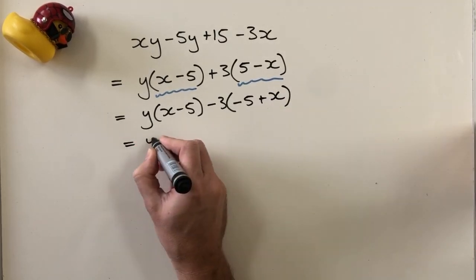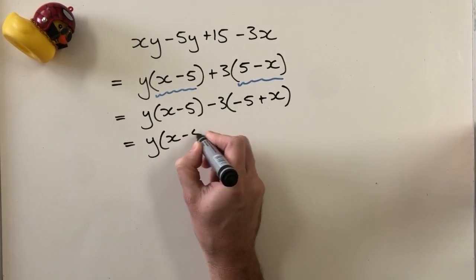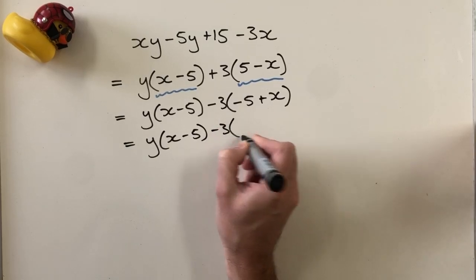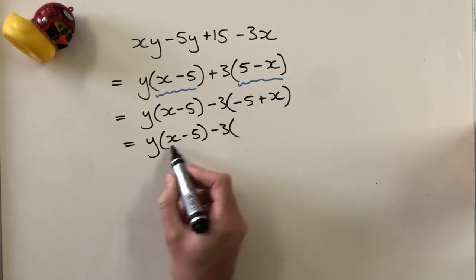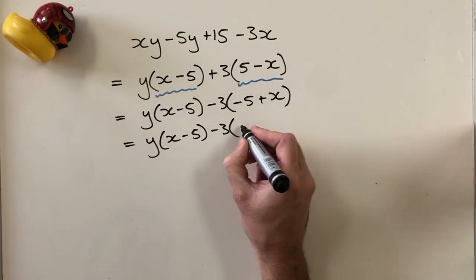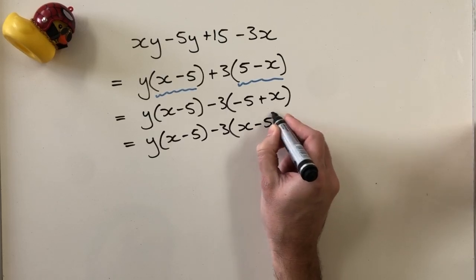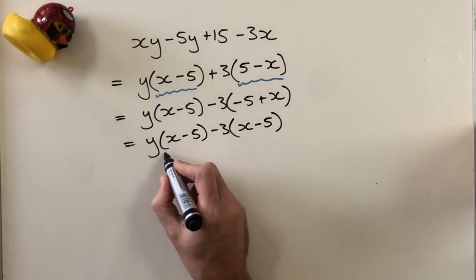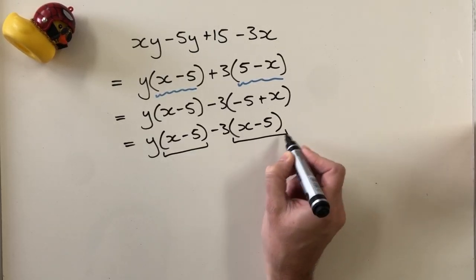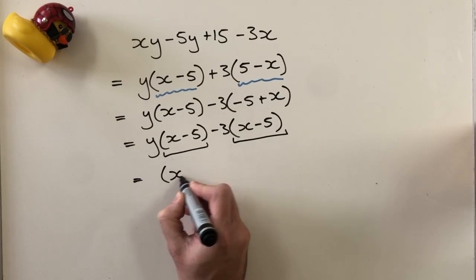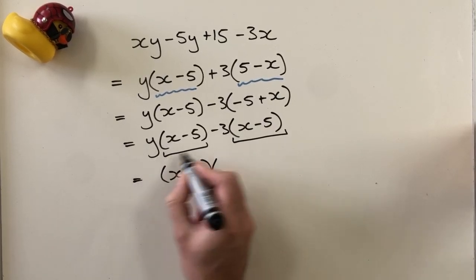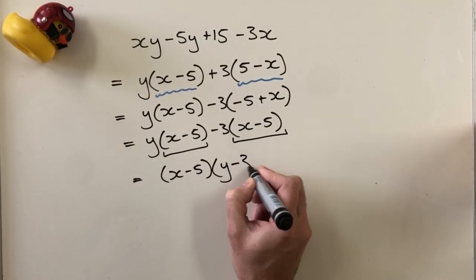I'm going to rewrite this just so that it looks nicer, because now it's -5 plus x, but that's the same thing. I'll just switch these two around, x minus 5. And now I actually have common brackets. So I have x minus 5, and what's left is y minus 3.